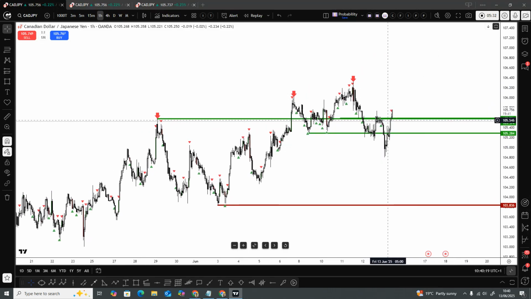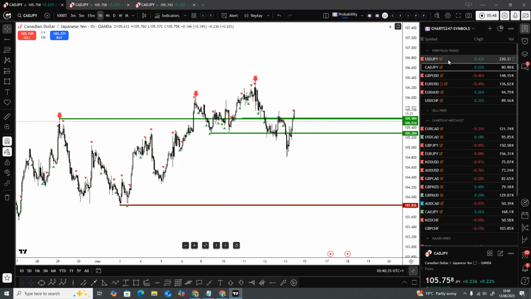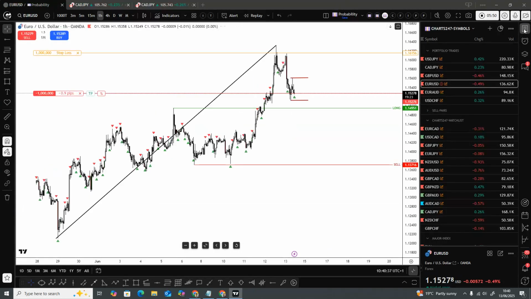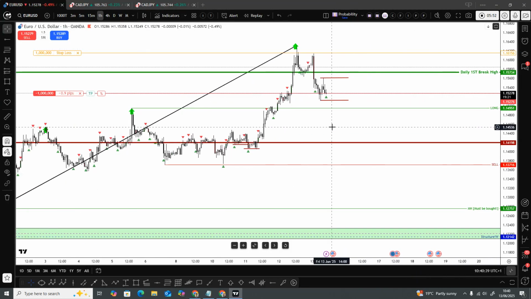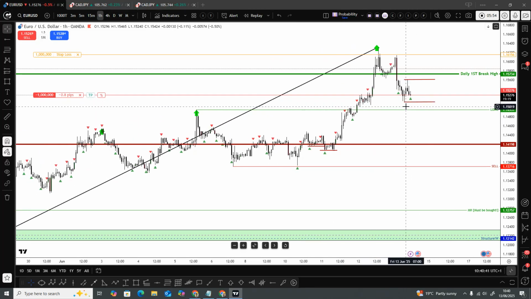So this here is a buy. If you haven't bought from here, then the second buy is here. And our expectation in the Canadian dollar Japanese yen is for price to break this high before we see a major move to the downside. So our focus this morning is on the Euro US dollar. The picture is very clear.